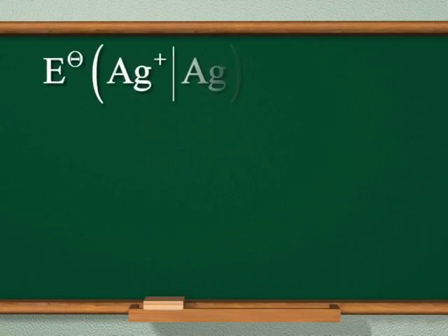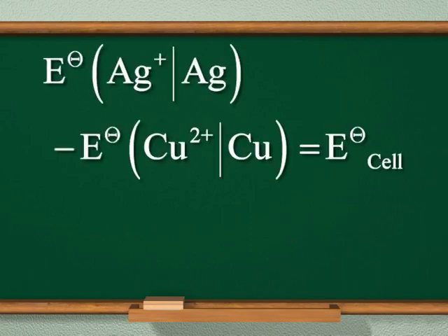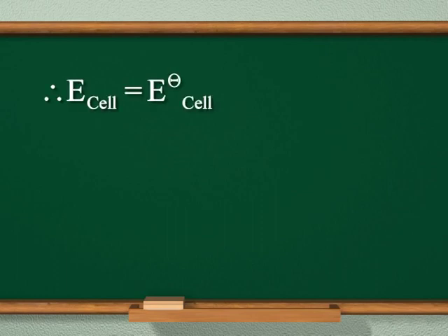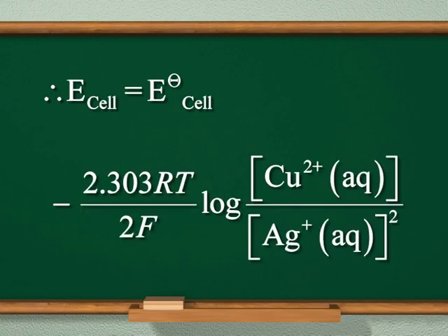Now, the difference between standard potential of silver and standard electrode potential of copper is equal to standard electrode potential of cell, and the concentration of copper and silver in solid state is unity. So, the equation becomes EMF of cell is equal to the standard potential of cell minus 2.303 multiplied by R multiplied by temperature upon 2 multiplied by F multiplied by log of concentration of copper ion in solution divided by concentration of silver ion in aqueous solution raised to the power 2.